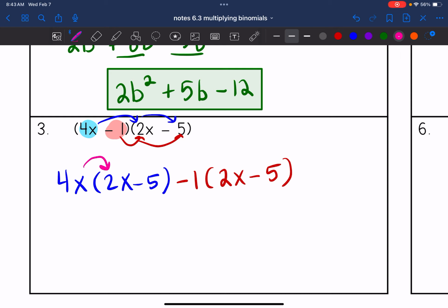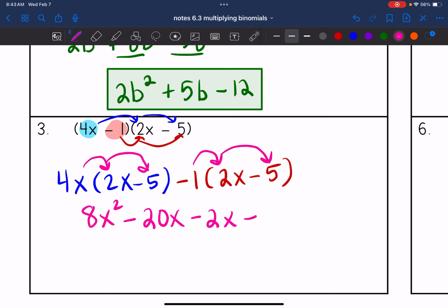Okay, let's go through and do all of our multiplying. 4x times 2x. So start with the numbers. 4 times 2 is 8. And then the letters. X times x is x to the second power. Okay, then 4x times negative 5 is negative 20x. Negative 1 times 2x is negative 2x. And negative 1 times negative 5 now turns it to a positive 5.